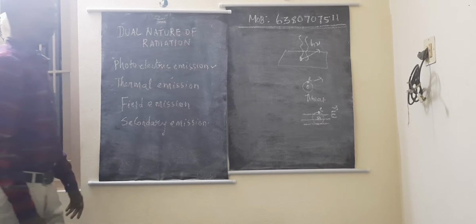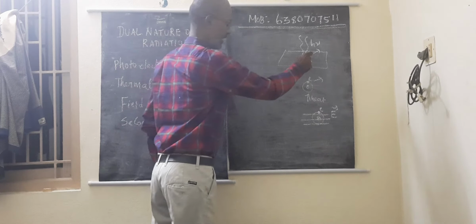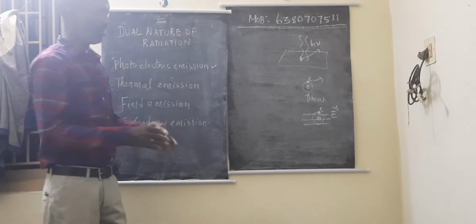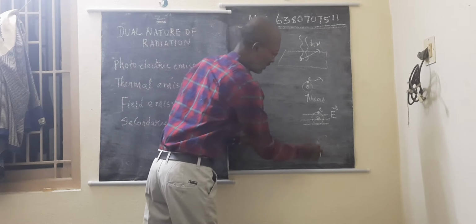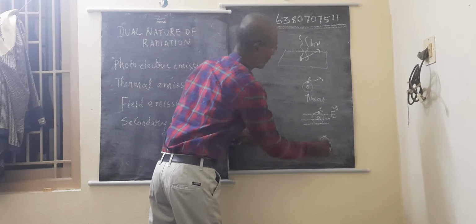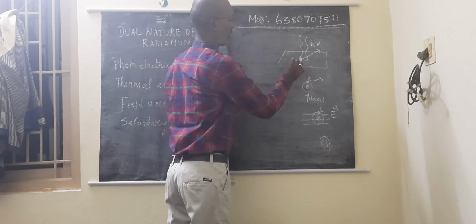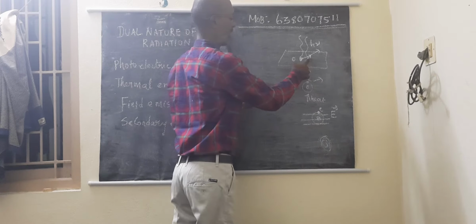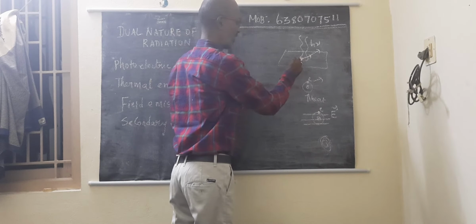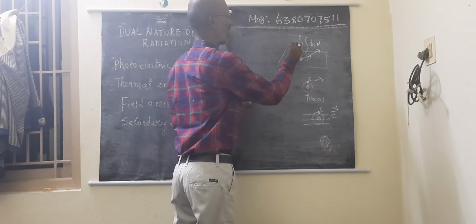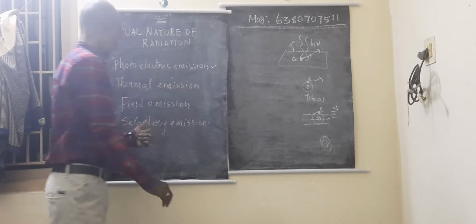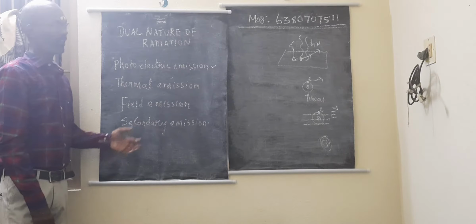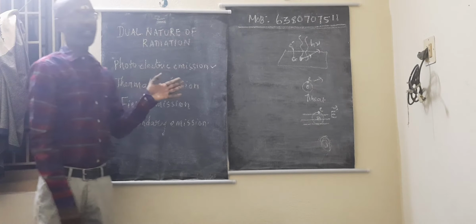And suppose in any of these three cases, the electron emitted bombards another atom. Suppose here we have two atoms. An electron is removed from this atom. This electron bombards the other atom and removes another electron. That type of emission is called secondary emission. These are some of the types of emission.